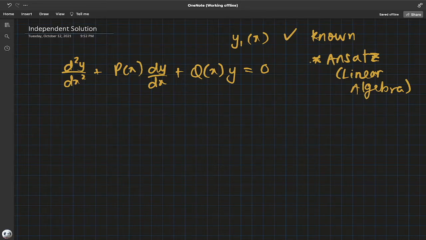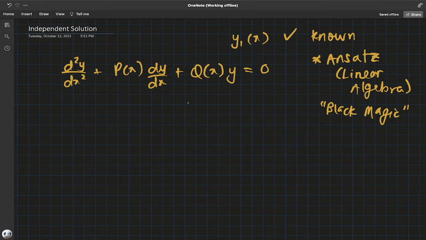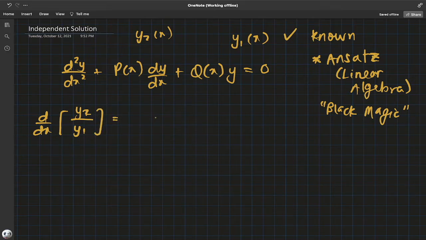Okay, so if you can find one solution by hook or by crook, as I said, involving exponentials or other types of black magic, then you can find the other solution, y2 of x. So how do we do that? You consider y2 of x over y1 and differentiate this with respect to x, so now you have to use the quotient rule on this.